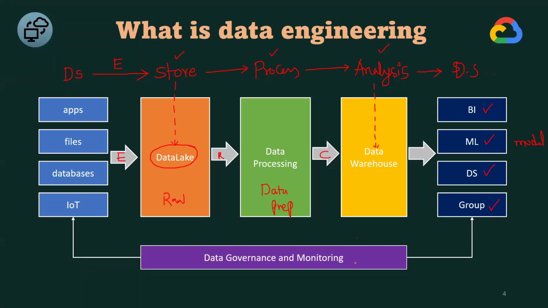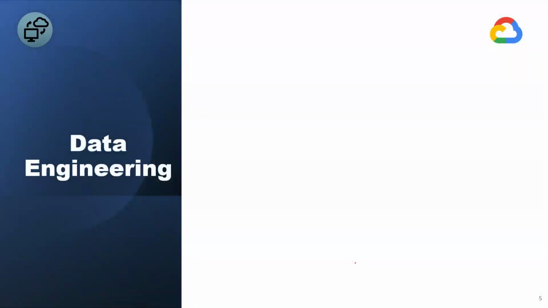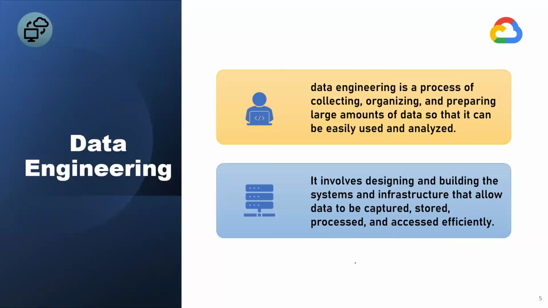Okay, so this entire chart tells you what data engineering is. In data engineering, you will have multiple data sources. You extract the data, you store the data, you process the data, you analyze the data, you send this data to the downstreams. And in addition to that, you also take care of the data governance and monitoring activities. Okay, so this is what data engineering is, guys. If you want to look at the definition, data engineering is a process of collecting the data, organizing the data, and preparing large amounts of data so that it can be easily used and analyzed.